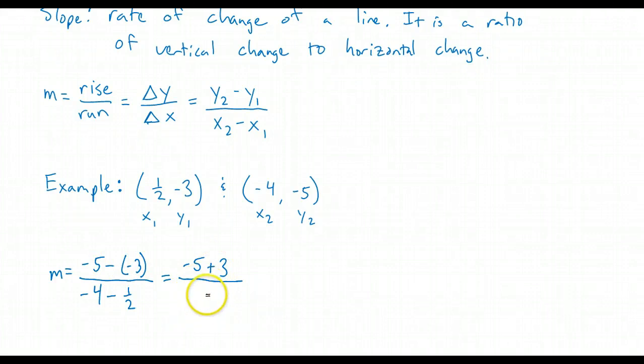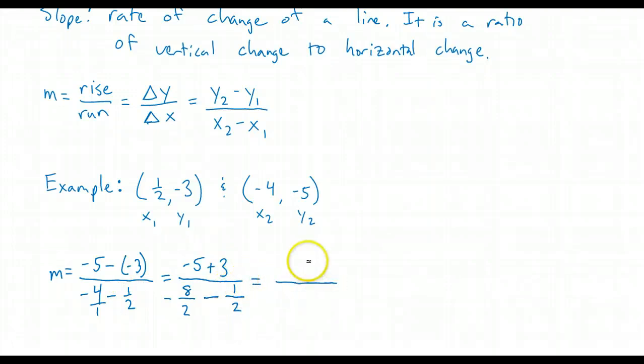And in my denominator, 1/2 is a fraction. And in order to subtract fractions, I need a common denominator. And the common denominator between 2 and 1 is 2. So I'm going to rewrite -4 over 1 as -8 over 2, because -8 over 2 is -4. And 1/2 I'm just going to leave as 1/2.